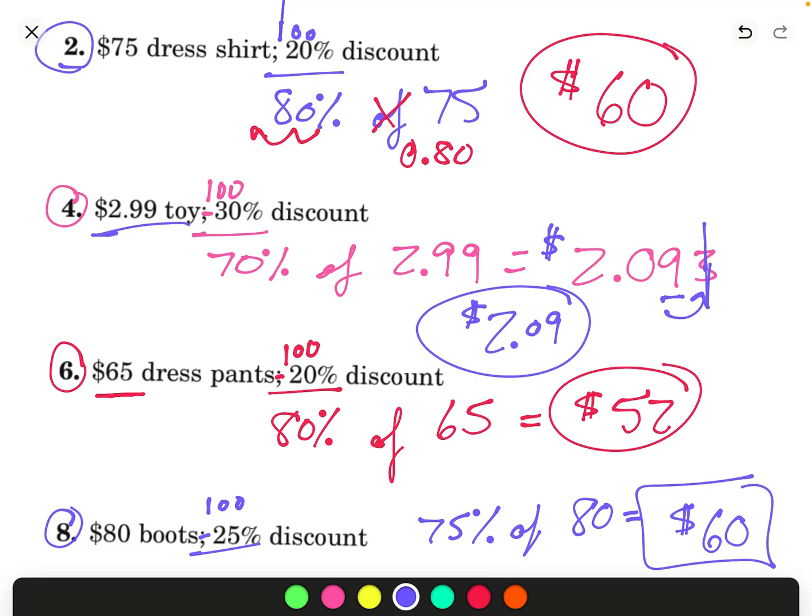Make sure when you multiply with the decimal, you go 2 to the left. Other than that, email me if you got questions.